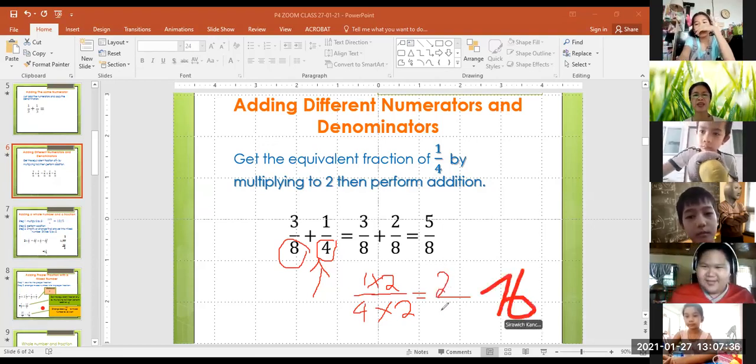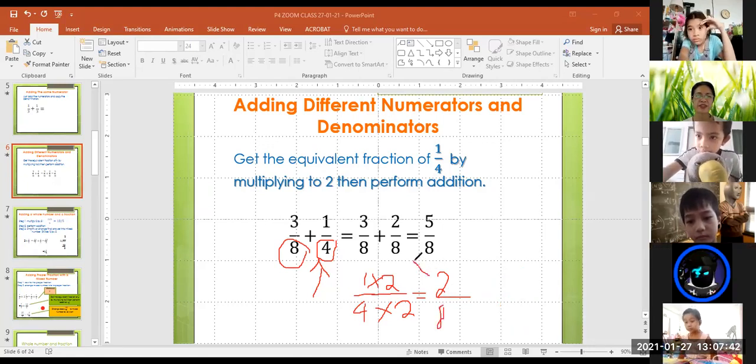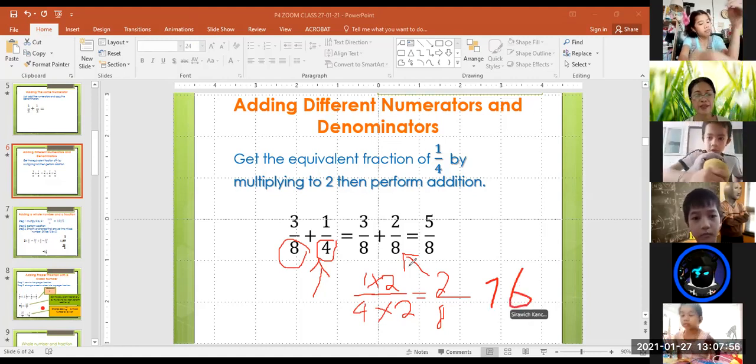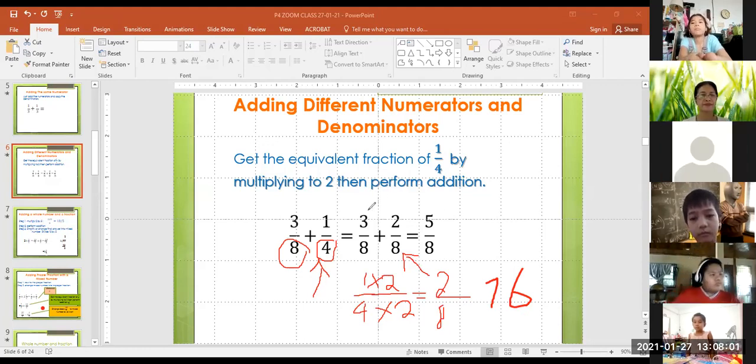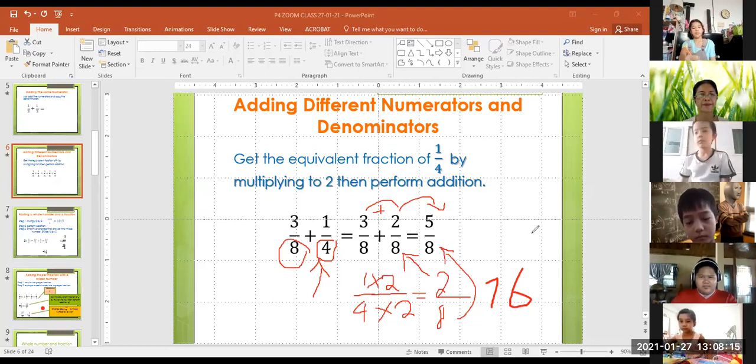Why? We had to get the equivalent fraction. So that is your 2/8. Now, since we now have the same denominator, we can do the next step, that is adding the numerators and just copy the denominator. So you add, the answer would be 5. And the denominator would be 8. Can you follow?